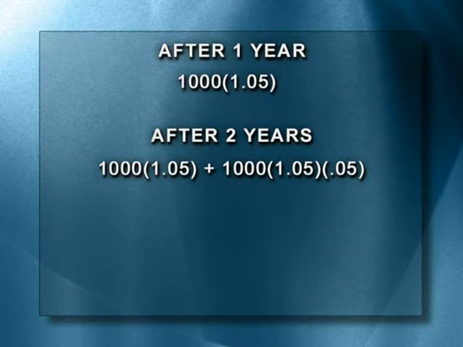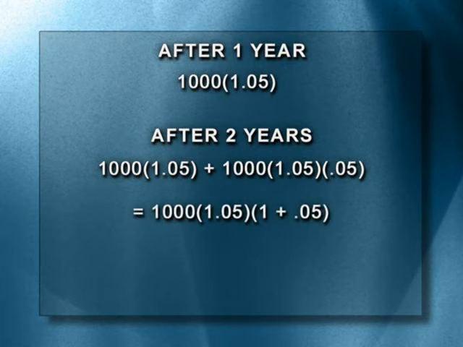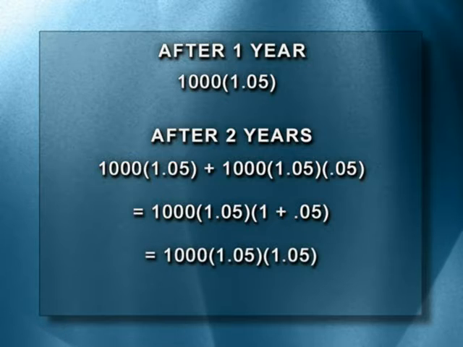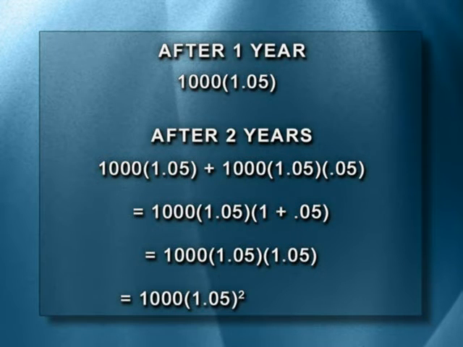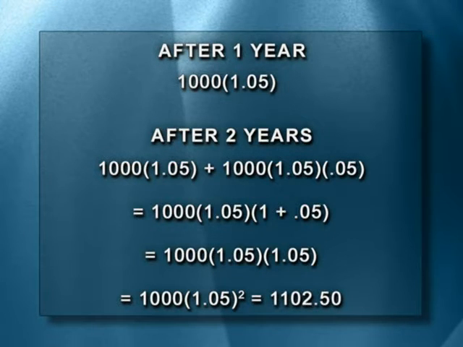Now factor again. It's kind of a complicated factorization. Pull out the 1,000, pull out the 1.05, and you're left with 1 plus 0.05. Kind of neat, isn't it? You're left with 1,000 times 1.05 times 1.05, or 1.05 squared. And if you punch that on your calculator, you'll see that you now have $1,102.50. So that second year, you made a bit more than $50, didn't you? That's the power of compound interest.